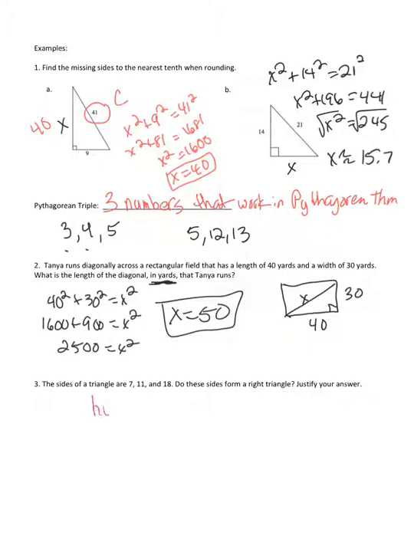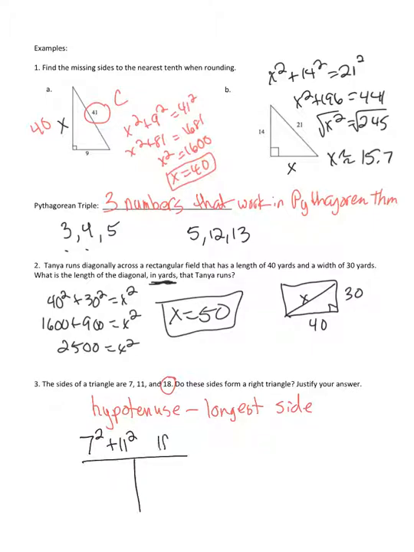Let's just remember that. The hypotenuse is the longest side. So you choose the largest value. 18 has to be on the side by itself. I'm going to show you how to do this. We're going to make our table, with a squared plus b squared being 7 squared plus 11 squared, and I'm going to compare that to 18 squared.